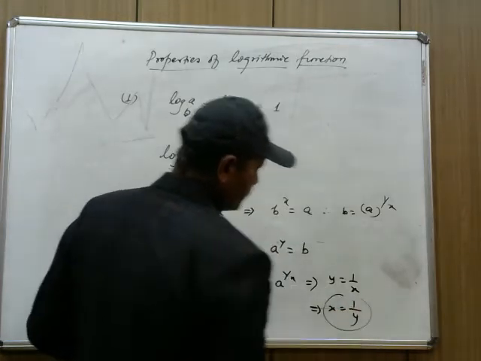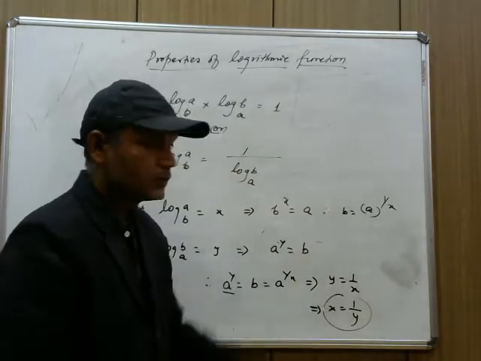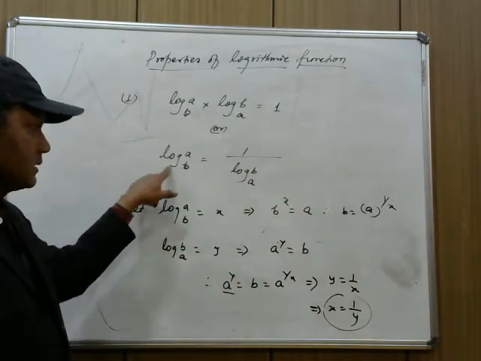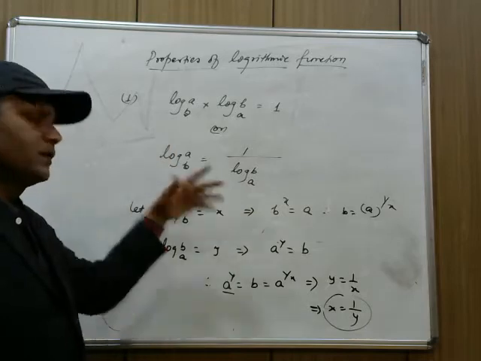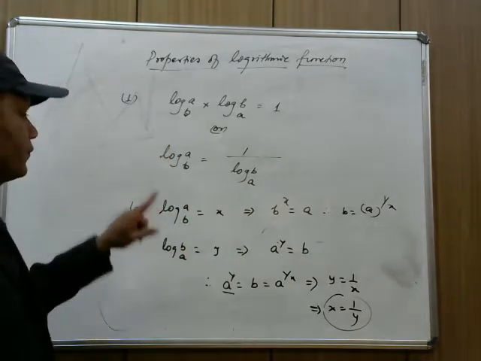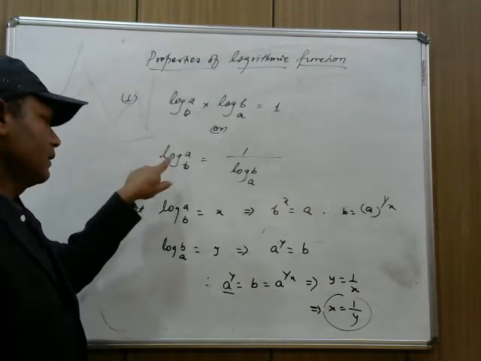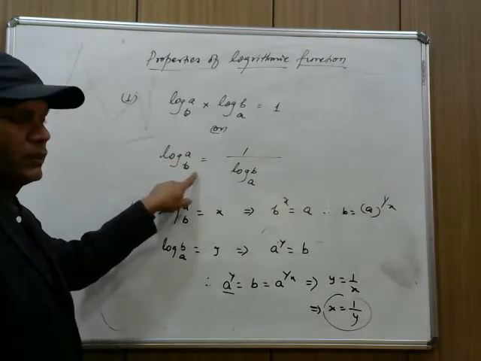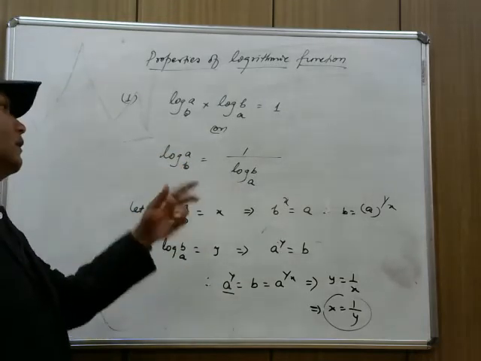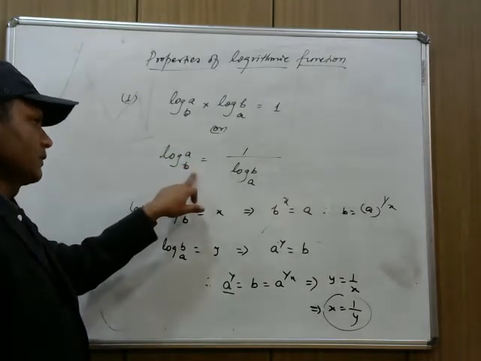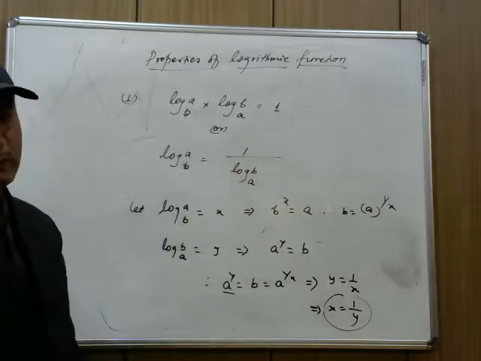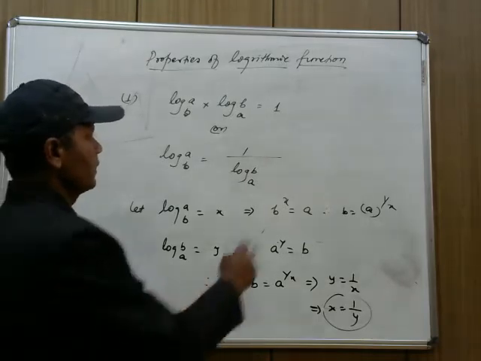Now put the value. x into y is equal to 1, or x is equal to 1 by y, or y is equal to 1 by x. That means what we have to remember: if you have written log of a to the base b, and if you want to change the base of that logarithmic function, then you can write 1 upon log of b to the base a. Please remember it. This was the first property.